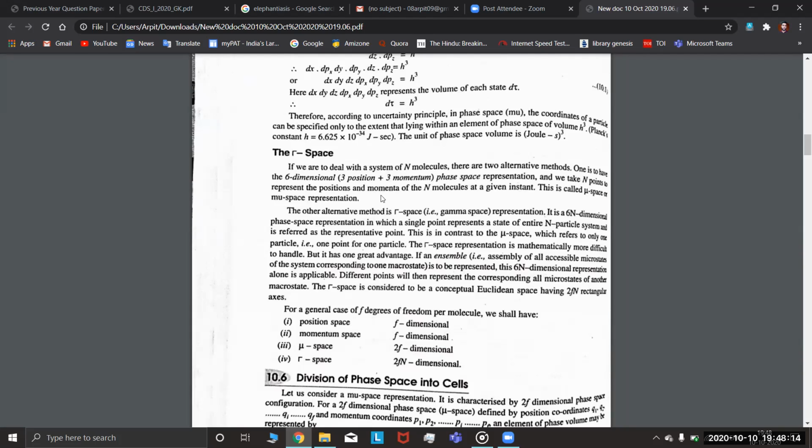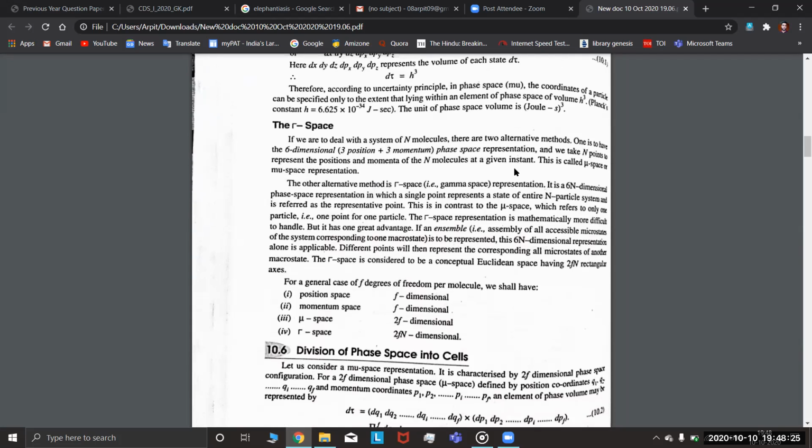This thing is called mu space. Having n points in that space is called mu space. The other alternative method is gamma space. What we do here is, it is a six-dimensional phase space representation in which a single point represents a state of the entire n-particle system and is referred to as the representative point. So instead of taking n different particles in six-dimensional space, we are taking a higher-dimensional space and pointing one particle. Both of these are directing to the same destination, but the path is different.